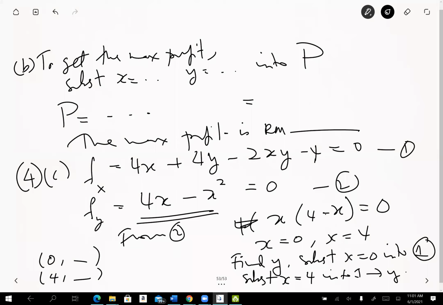And then in order for you to test for maximum and minimum, it's easy, we did it earlier. So you got D equal to fxx fyy minus fxy squared. So if question number 3 you can do, surely you can do this one. So you finish it up.